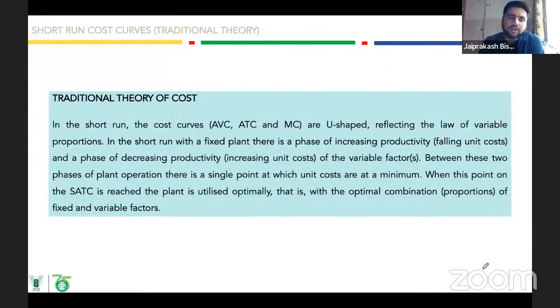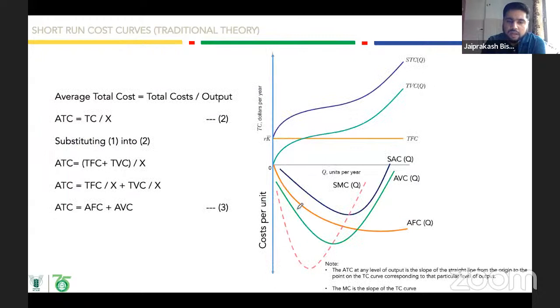So in traditional cost theory, in the short run, the cost curves AVC, ATC, and MC, that is average variable cost, average total cost, and marginal cost, are U-shaped. Okay. You see here in the last slide, your average variable cost and average total cost. This is average cost, it can be called average total cost also. Average total cost, average variable cost, and marginal cost, all these are your U-shaped curves. This blue line, green line, and this dotted line.